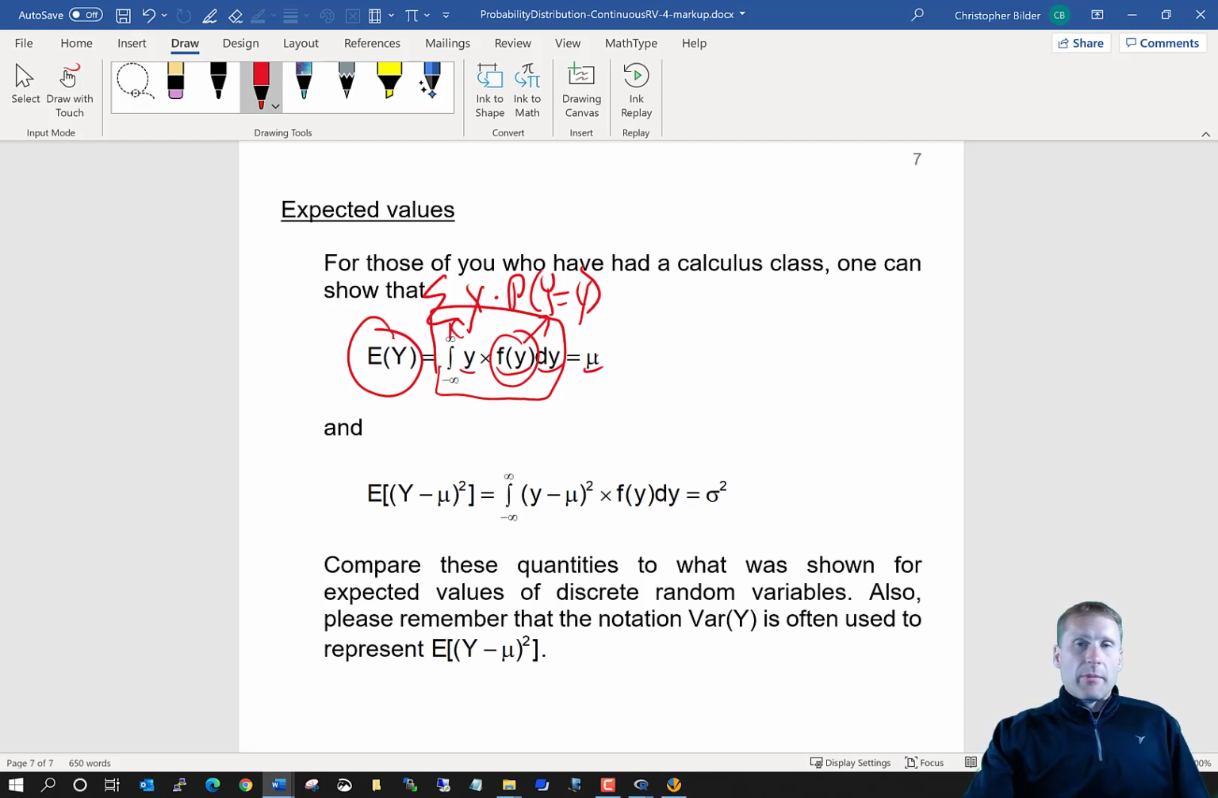And again, we would typically call the expected value of y equal to mu. It's our population mean. One could also look at a variance as well. Remember that a variance is found from the expected value of y minus mu squared. Now we are integrating again, but now we have a different term that we're multiplying f of y by. Again, we could also refer to this as sigma squared, and also the variance of y. So that's a quick little introduction to probability distributions for continuous random variables.